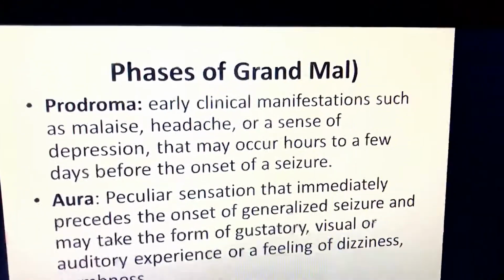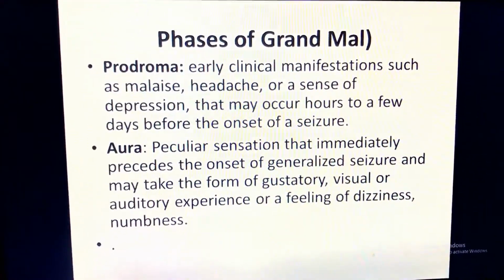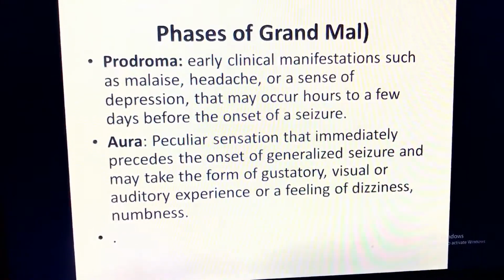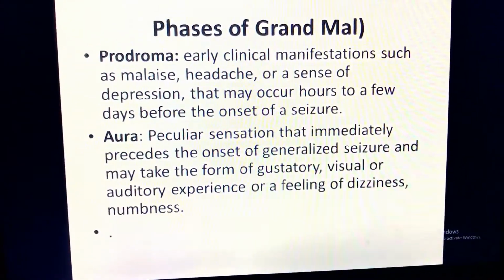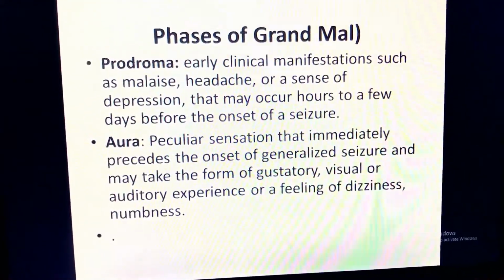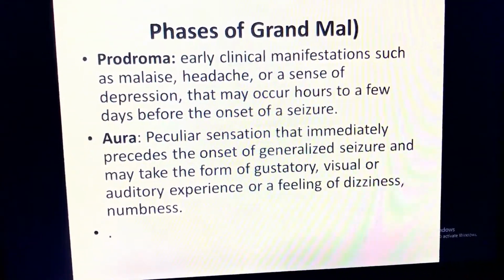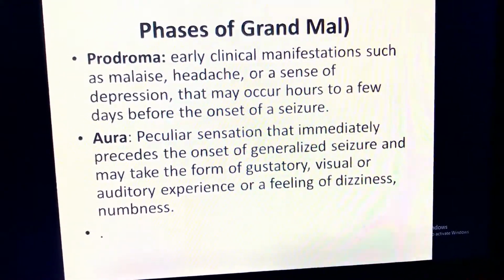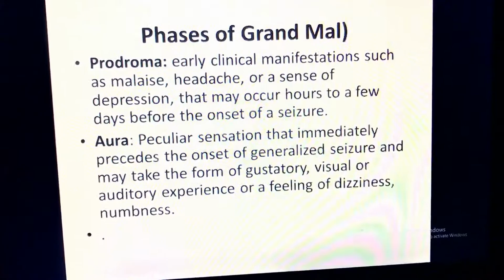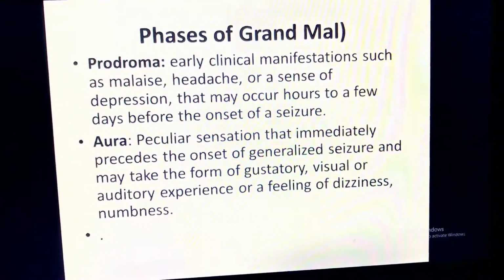Let's see the phases of grand mal, how it develops. The first step is the prodromal phase. Early clinical manifestations such as malaise, headache, or a sense of depression may occur hours to a few days before the onset of a seizure. Those who experience seizures can even say when a seizure is about to happen; they feel it. They can feel headache and a sense of depression. While you are talking with the client with epilepsy, you can try to identify the signs and symptoms of the prodromal phase.